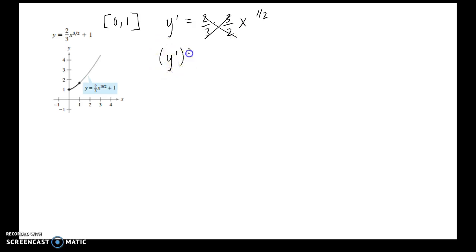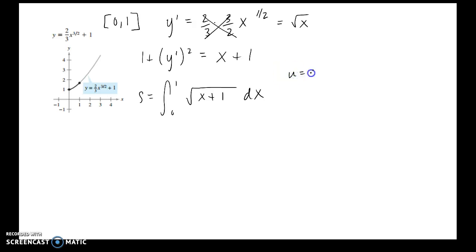So now when I square the derivative, the derivative just came out to square root of x. When I square that, it's simply x. And then when I add 1 to it, it's a very easy antiderivative. So arc length will be the integral from 0 to 1 of the square root of x plus 1 dx. Okay, so there's nothing more I can do algebraically, but it just sets itself up for a simple u substitution.